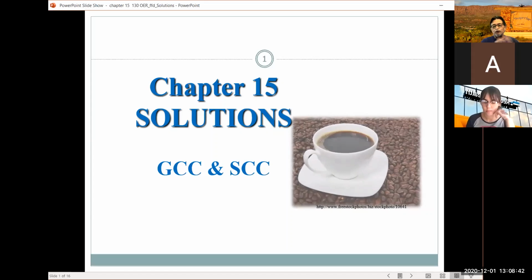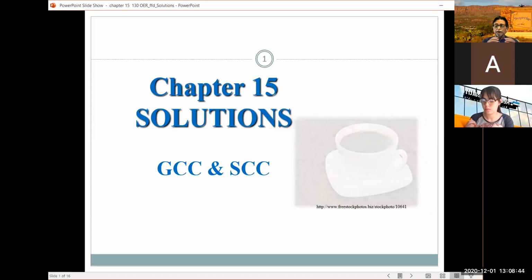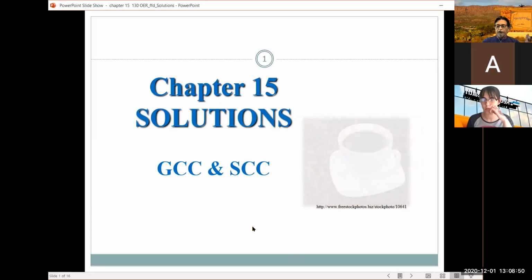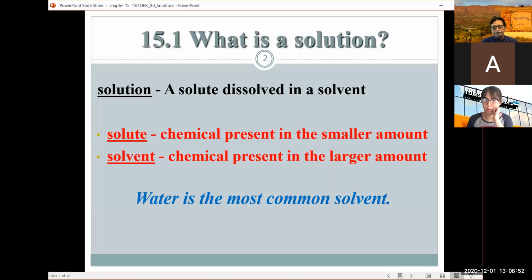Basically, we're talking about solutions. Some of this stuff is pretty self-explanatory. You're familiar with it, you've seen it, and we come along and put names to it. So what is a solution? A solution is basically a solute dissolved in a solvent. The solute generally represents the chemical that is in the smaller amount, where the solvent is whatever chemical you use that is in the larger amount.